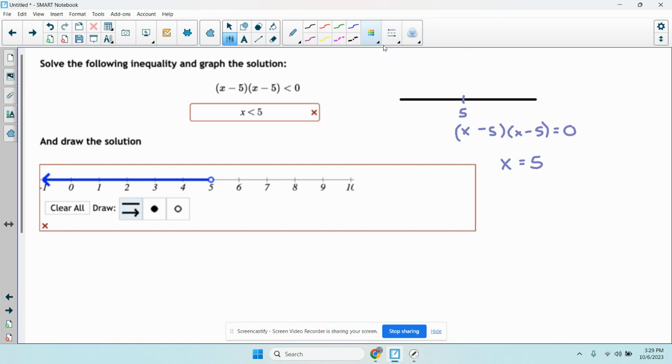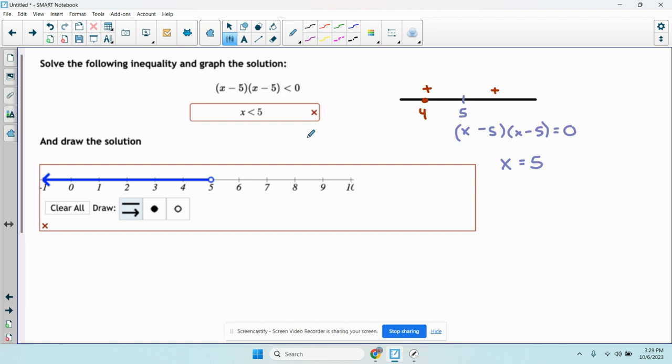I'm going to test a number less than 5. Let's say we test 4. Plug 4 into this function. I get 4 minus 5 is negative 1, times 4 minus 5, negative 1. Negative 1 times negative 1, I get a positive result. Okay, let's try a number larger than 5. Let's say 10. I get 10 minus 5 is 5, times 10 minus 5 is 5. I get a positive result again.